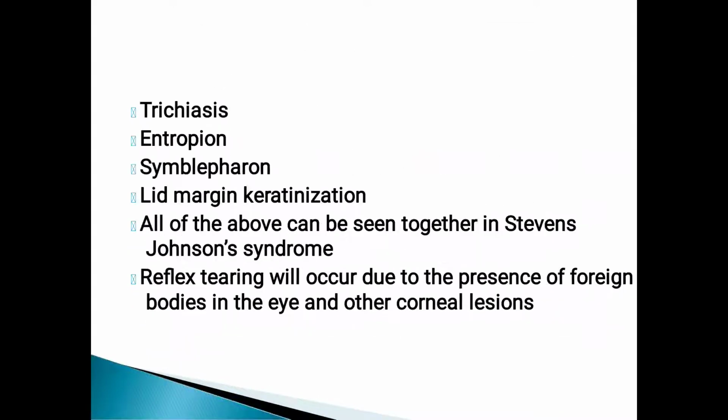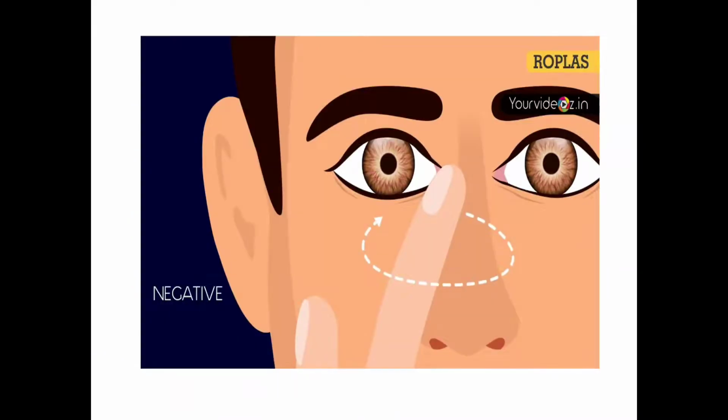And then we have to see the local lid abnormalities like trichiasis, entropion, symblepharon, to see whether there is any cause of reflex lacrimation. Okay. So this is how you do the regurgitation test, friends. This is very, very important, because it is a very simple test which will tell us whether there is any obstruction of the lacrimal system.